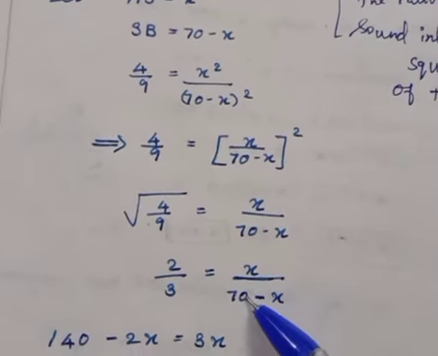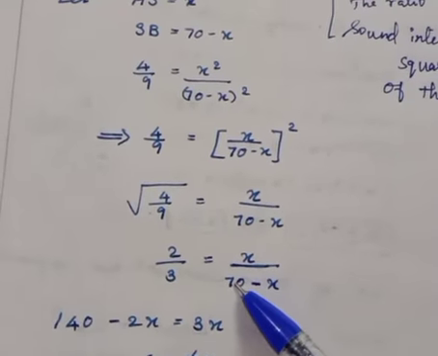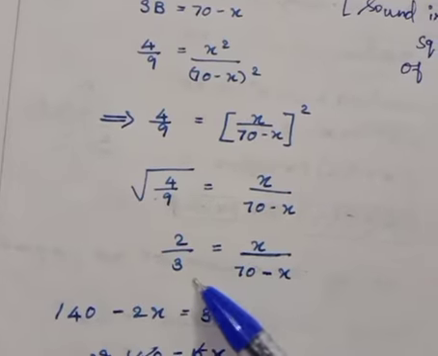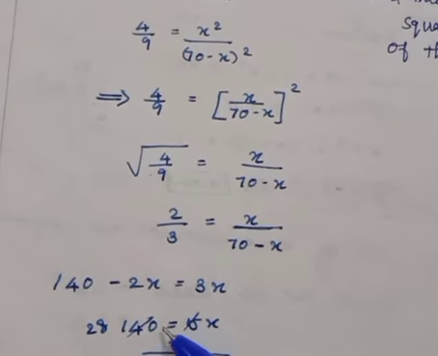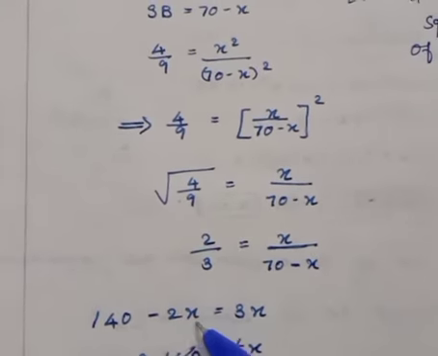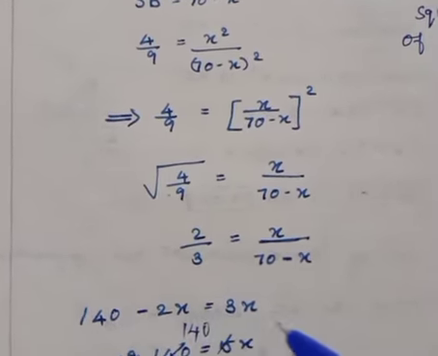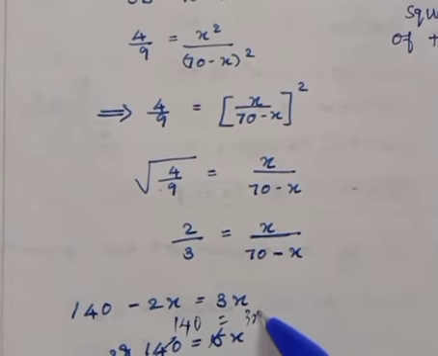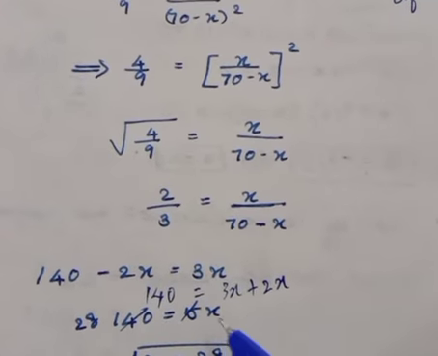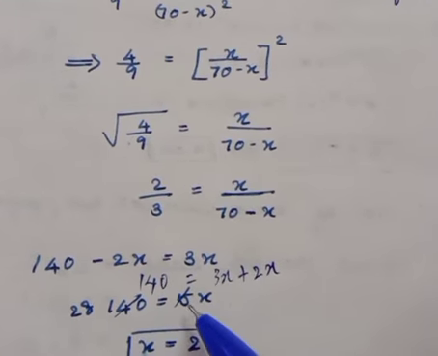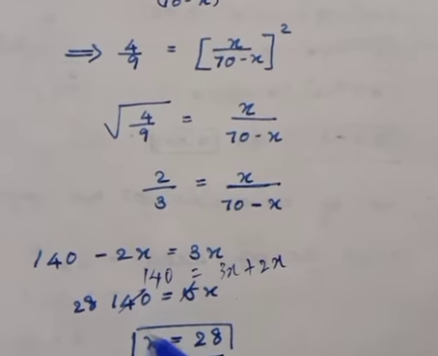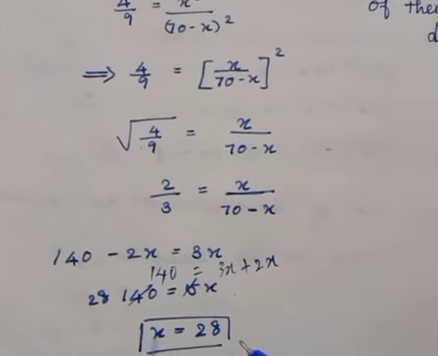Now take cross multiplication: 2 into 70 minus X, that is 140 minus 2x, is equal to 3x. Now simplify this. The 2x moves here, so 140 is equal to 3x plus 2x. So 140 is equal to 5x. So we cancel: 1 5 is 5, 2 5s are 10, balance for 8 5s are 40. So x is equal to 28.